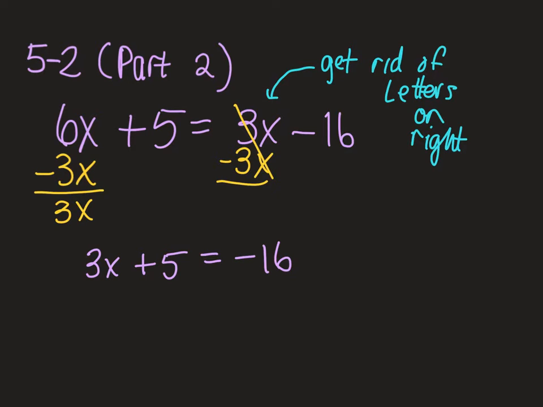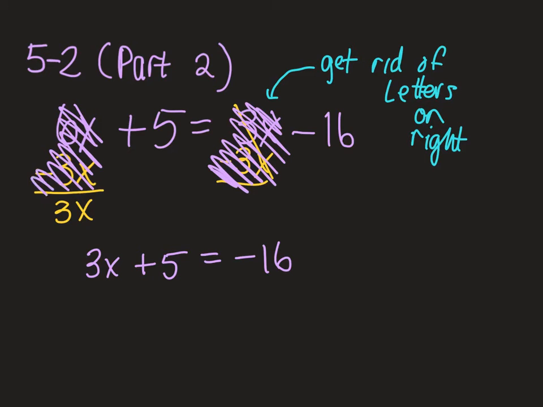Okay, now let's see, how did I get that? Well, this stuff turned into 3x. I still have a plus sign. I still have my 5. I still have my equal sign. This is gone, but the minus sign is not gone. The 16 is not gone. So the things that are gone are the 6x and the 3x, and it turned into just a 3x on the left. Okay, so this is called my rewrite step. I have to rewrite.